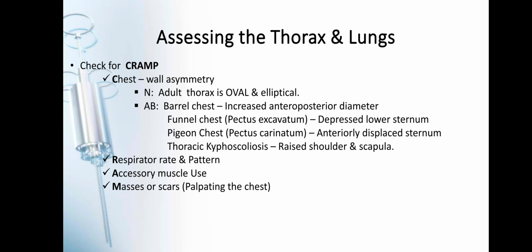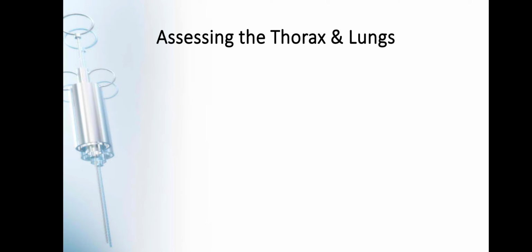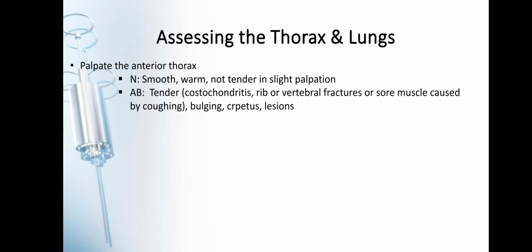M stands for masses or scars. So after inspecting, you have to palpate if there's presence of masses. Okay? And then we have the paradoxical movement. So yan yung first na i-check natin, or i-inspect natin. Afterwards, we have to palpate the anterior thorax. So the normal is smooth, warm, not tender in slight palpation. Abnormal po siya pag tender.